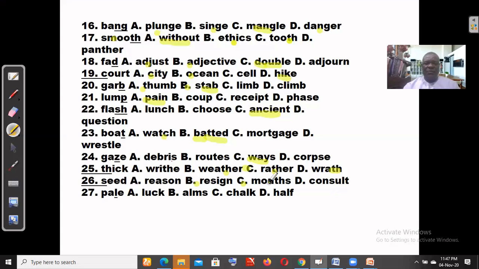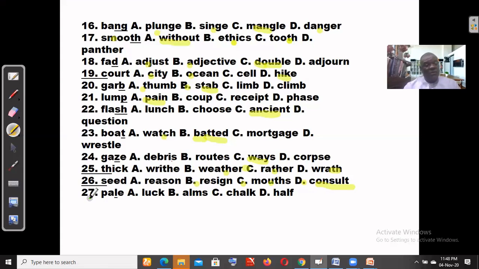Option C, we have mouths. Of course, here again, because this TH in mouth is the voiced one, the S here is Z. So that also is eliminated. And option D is consult. And that's exactly what we find there, consult. That's exactly what we have here. So that is the correct answer.